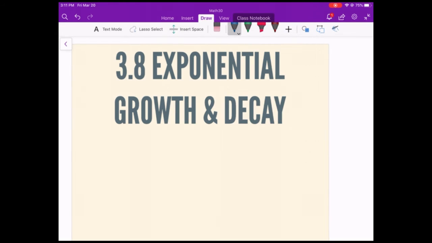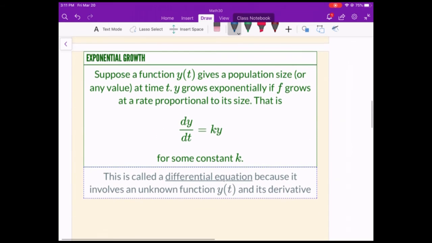Hey guys, in this video we're going to look at 3.8 exponential growth and decay. This is just an area where derivatives come up in nature a lot. Alright, so let's start out.